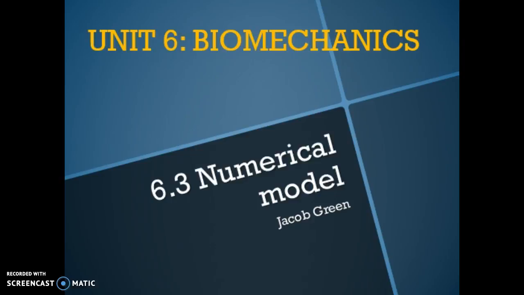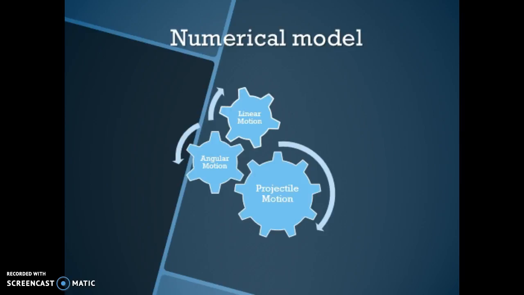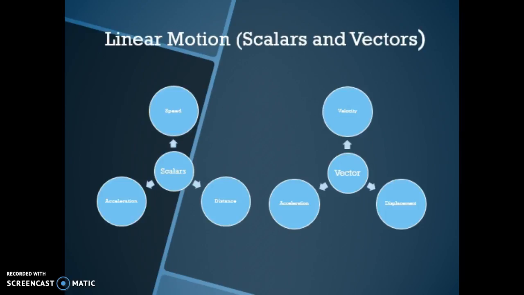Today we'll be talking about Unit 6 Biomechanics numerical model, and the numerical model is broken into three different main categories, which are linear motion, angular motion, and projectile motion. In this PowerPoint we'll mainly be focusing on linear motion, which consists of scalars and vectors. Now these two words may sound very foreign to you, but scalars are essentially speed, acceleration, and distance, whereas vectors are velocity, acceleration, and displacement. We'll talk about each of these categories in more detail later on in the PowerPoint.